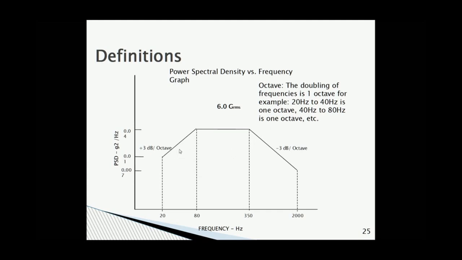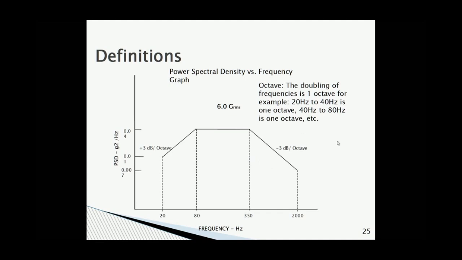So this slope is the amplitude increasing at 3 dB per octave. So the level of your amplitude, the intensity, is increasing by 3 dB for every octave for this profile. And once again, here's your 6 GRMS. So the total acceleration content for this profile is 6 GRMS, which of course is the area under the curve of your spectral random line.